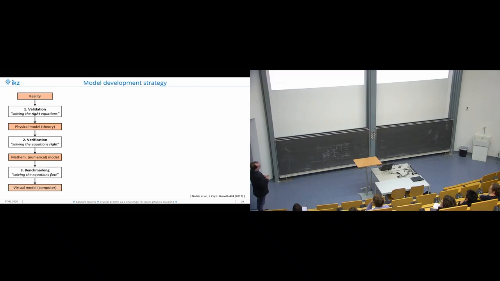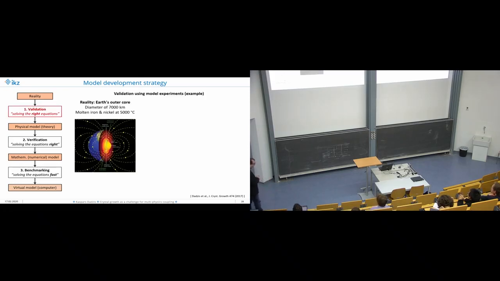Then we get a validated physical model, and then we go to the verification step, which means solving these equations in the right way. I think, for example, a couple of issues should be solved in this step. Then you have a nice mathematical or numerical model, and then, especially if you calculate industrial cases with complex geometries, you need to do benchmarking, and that means solving the equations fast enough so that your boss doesn't lose patience. That would be the last step before you have a virtual model.